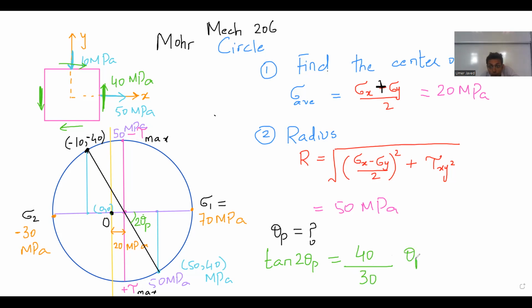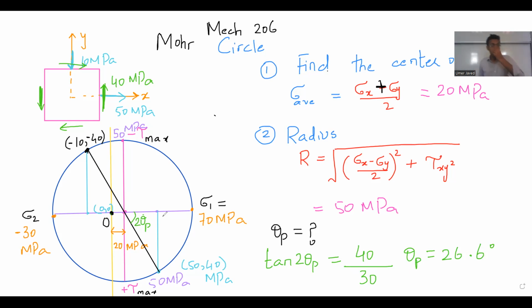Now give me theta p. Same number. Sure. Okay. Double check. Okay. So this 2 theta p comes out to be 52 point or 53 point, whatever. So yeah, this was a nice and beautiful Mohr circle.